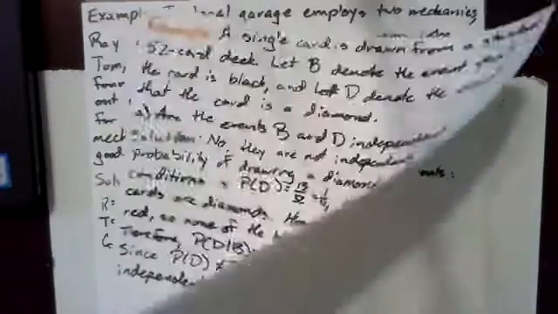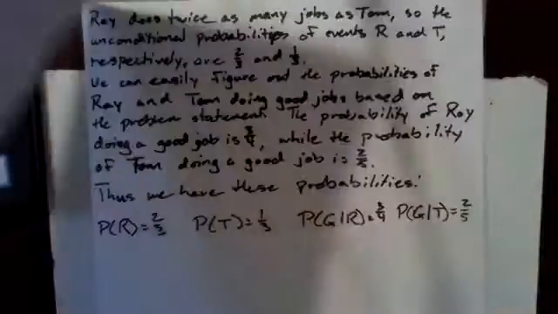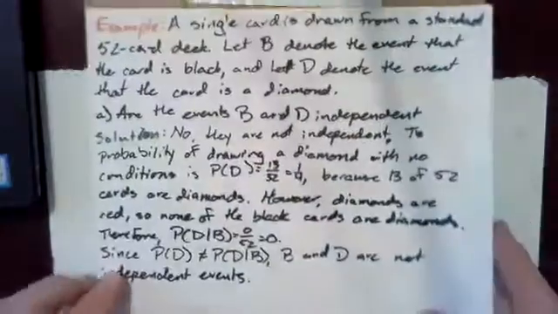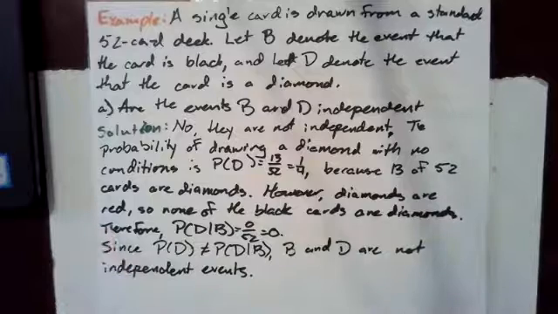I believe we just have one more example. No, 2 more examples, sorry. In this example, a single card is drawn from a standard 52 card deck. Let B denote the event that the card is black, and let D denote the event that the card is a diamond. Are the events B and D independent?